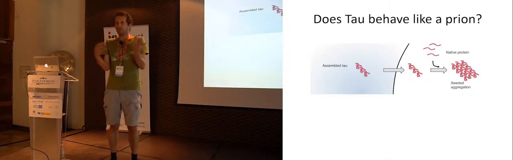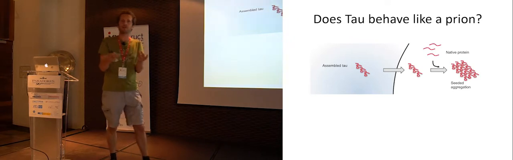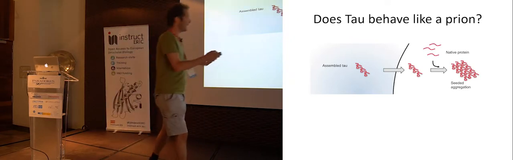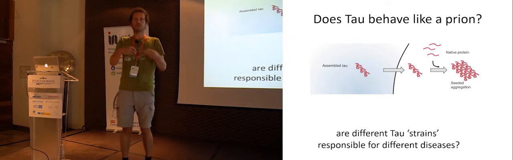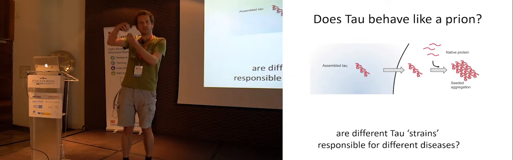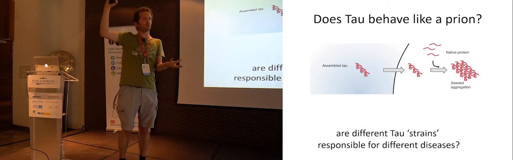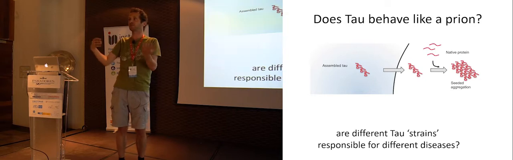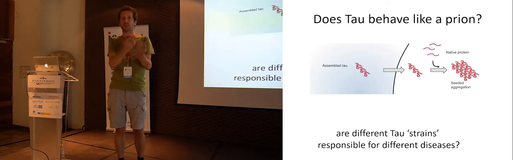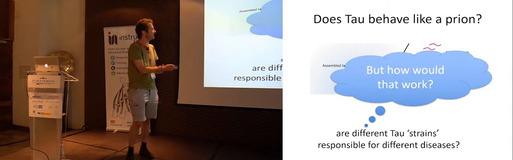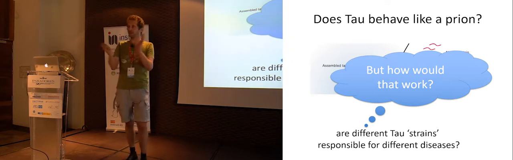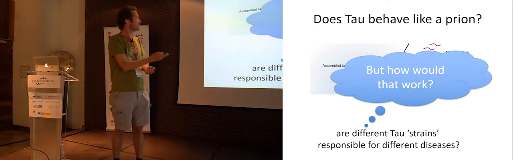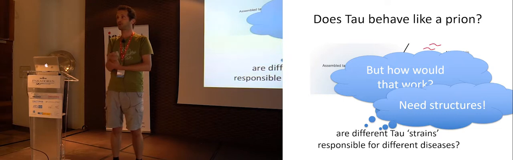So that then raises the question, does tau behave somehow like a prion? And could these different types of filaments that Tony already saw in the 90s be different prion-like strains that each encode for a different disease? How that would work at the atomic structure level was unknown, so we thought that structural biology could fill a gap here.